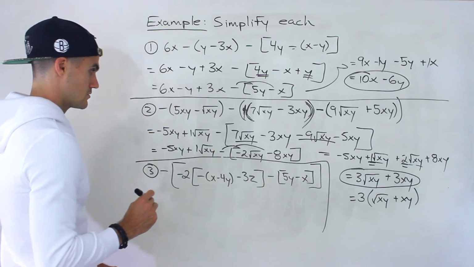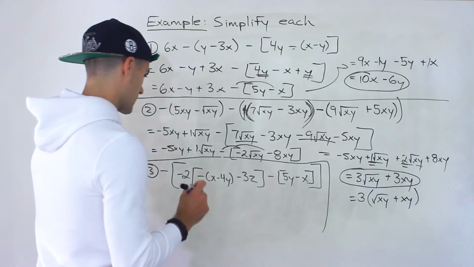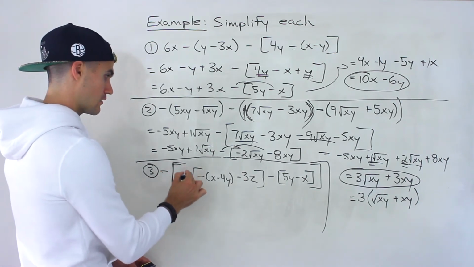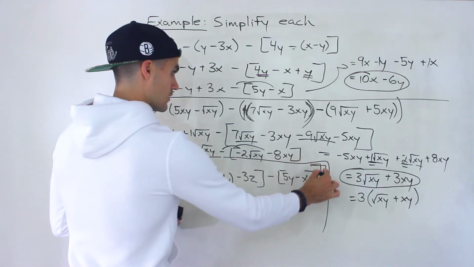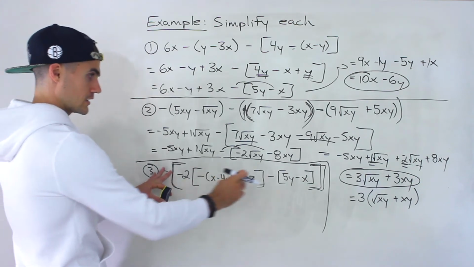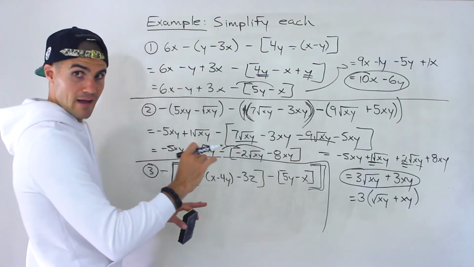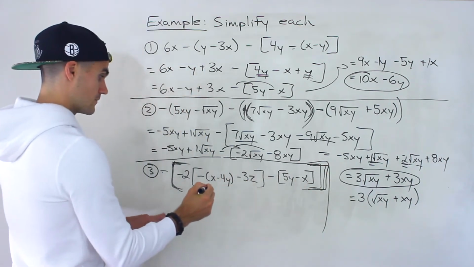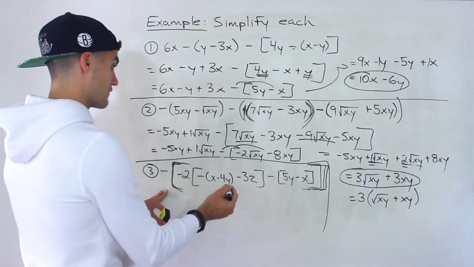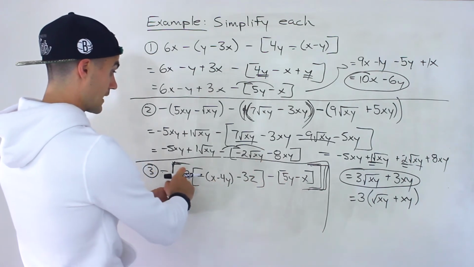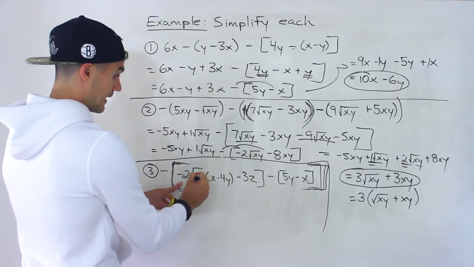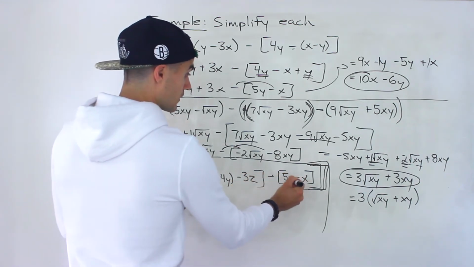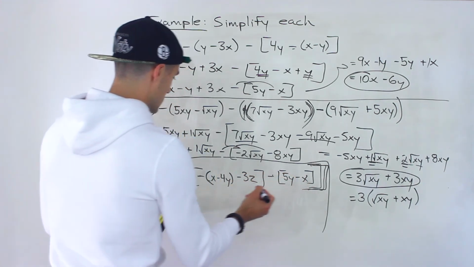Now moving on to number 3, we got negative in front of this large bracket. So what we're going to do is simplify everything within this large bracket and then distribute that negative after. Within that large bracket, we got negative 2 bracket, negative bracket x minus 4y minus 3z minus bracket 5y minus x.